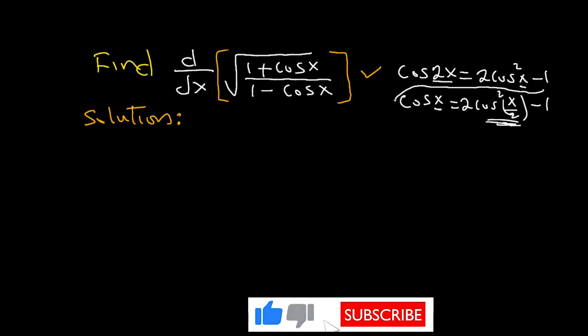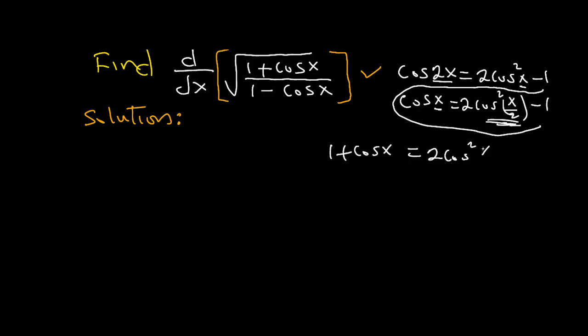We're going to use this one for the numerator, so we substitute that 1 plus cos x for the numerator. So that's 2 cos squared (x over 2) minus 1, and then plus 1. So this one and this one cancel, so it's giving you 2 cos squared (x over 2). Wherever we see 1 plus cos x, this will be the substitution for that.